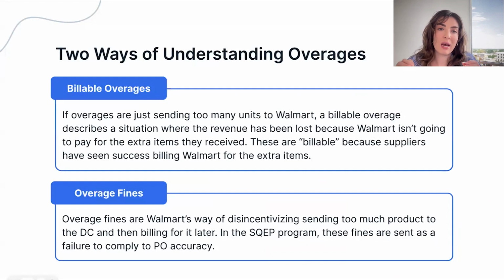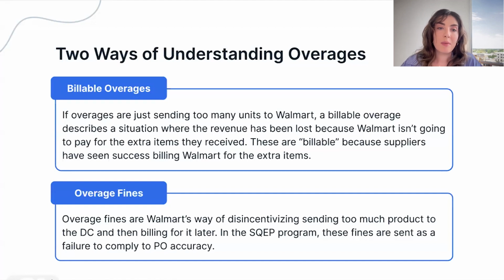Let's talk about now the 2 ways of understanding overages. So that's one example that we've walked through those basics, but there's a couple different ways that those can occur, ways that Walmart identifies them, and root causes that can create these overages. So the first that we're going to talk about is billable overages. And as I'm breaking these down, they're going to have some overlap, but I'll make sure to tease out the differences for you guys here.